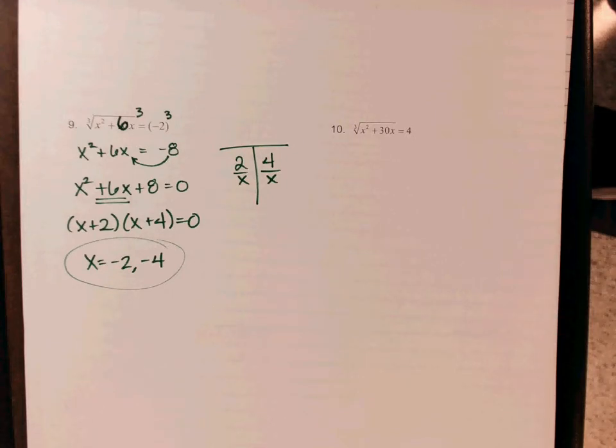And then from there, you'll square root both sides. And remember, you'll get a plus minus when you square root.